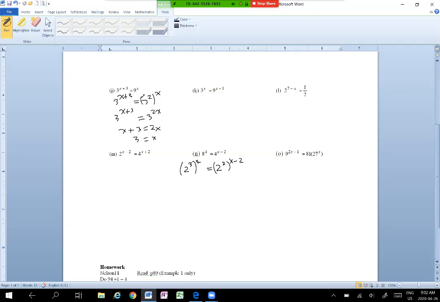Now, what can we do? Well, we'll use the power rule. 3 times 4 is 12. And 2 times x is 2x. And 2 times negative 2 is negative 4. Now it becomes easy to equate their exponents. Add 4 to both sides. Divide everything by 2. x equals 8.